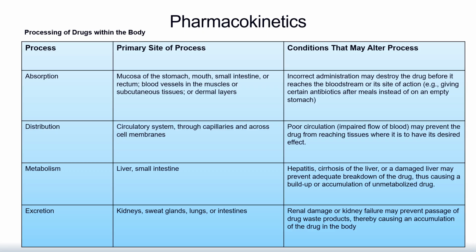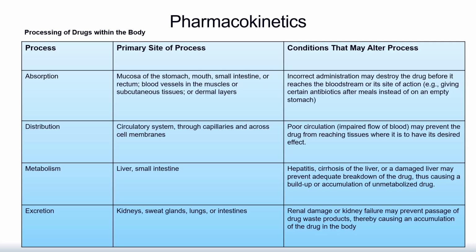This chart here just has some examples. So for absorption, this is usually the mucosa of the mouth, the stomach, the small intestine, or the rectum, blood vessels in the muscles or subcutaneous tissues. Conditions that can alter this process: incorrect administration may destroy the drug before it even reaches the bloodstream or its site of action, like giving certain antibiotics after meals instead of on an empty stomach. Then distribution. This happens through the circulatory system, through capillaries across the cell membranes. So things that can alter this process would be someone's poor circulation. This can prevent the drug from reaching tissues where it is to have the desired effect.